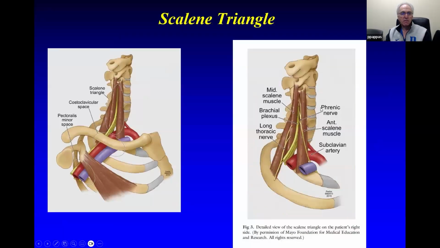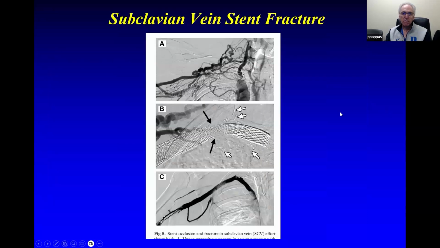the brachial plexus is. Here's another view of that showing the scalene on the first rib and the location of the brachial plexus. And here the phrenic nerve. This is important because when you're doing a first rib resection, you have to transect the scalene muscle, and you want to make sure you do not injure the phrenic nerve. Otherwise, you're going to get a phrenic nerve paralysis.